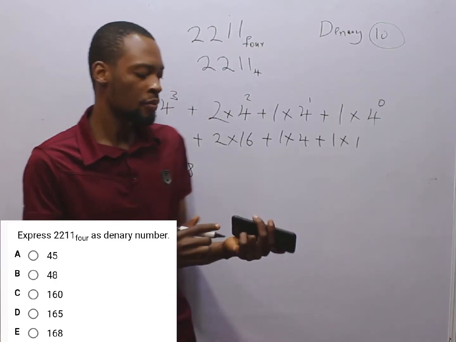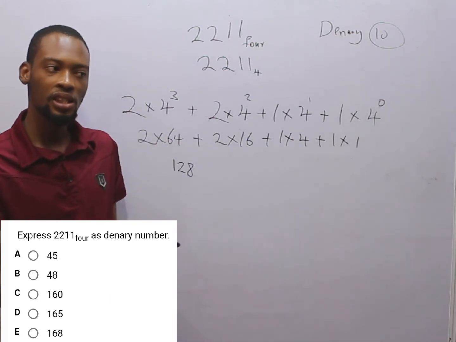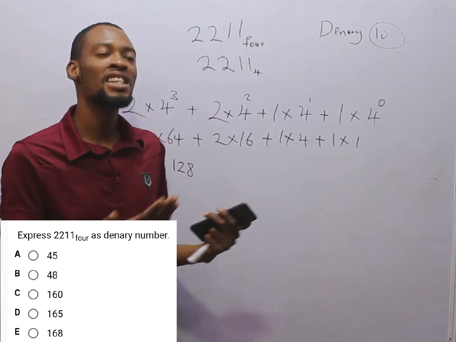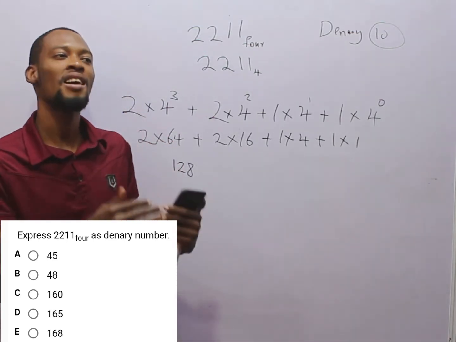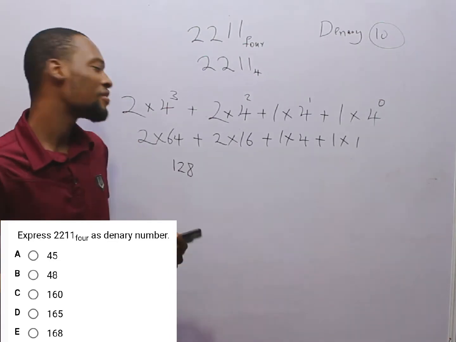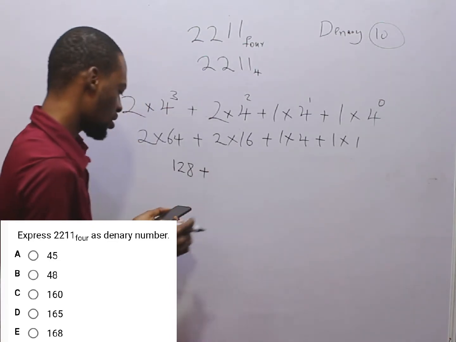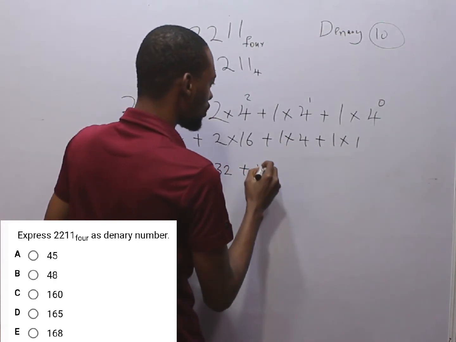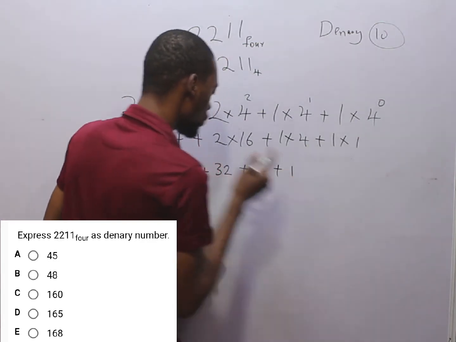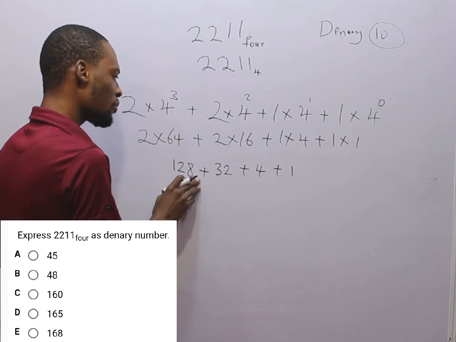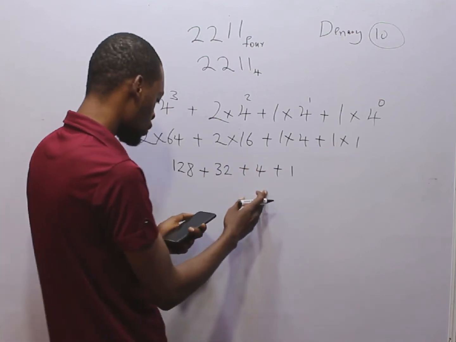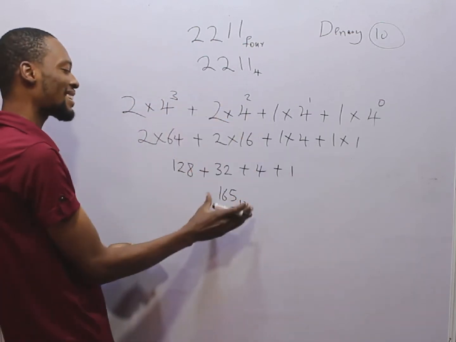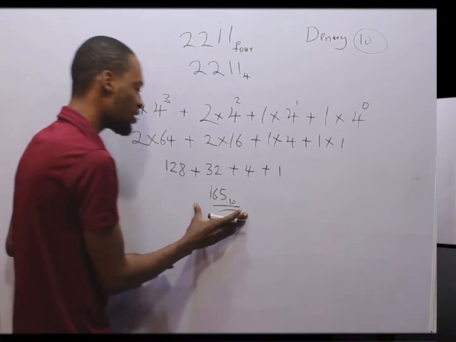This is why in storage you have 32 gig, 64 gig, which is 32 times 2. Then 64 times 2, 128 gig storage. 128 gig times 2, that is 256 gig. Then followed by 512 gig. So plus 16 times 2 is 32, plus 1 times 4 is 4, plus 1 times 1 is 1. 128 plus 32 plus 4 plus 1. That should give you 165 base 10. So when you do this, the answer you get is already in base 10 or in denary.